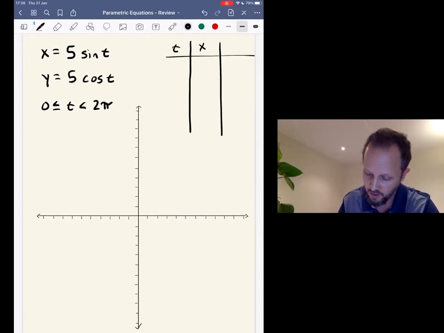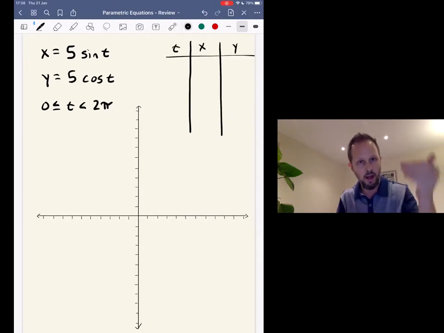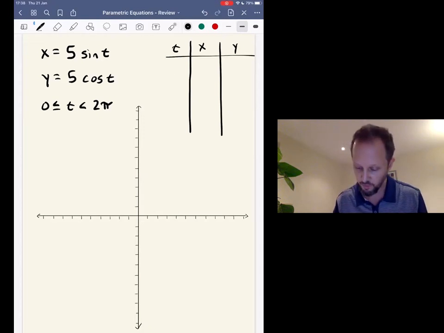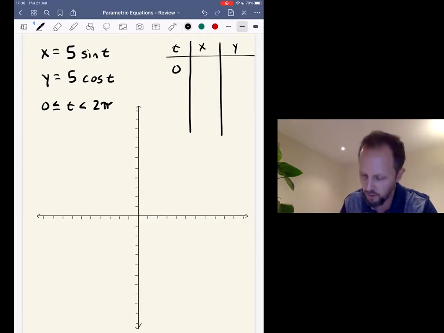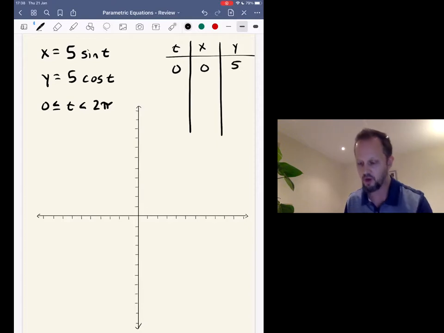I'm going to define x and y as a function of time. So I'm going to first plug in 0. Think about when you plug in 0, what's the sine of 0? Well, the sine of 0 is 0. So you end up getting 5 times 0. The cosine of 0 is 1. So that ends up giving you 0, 5.